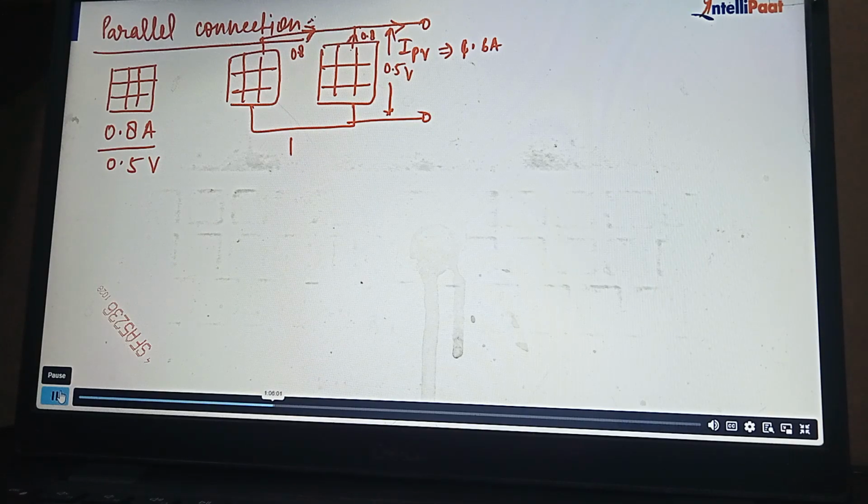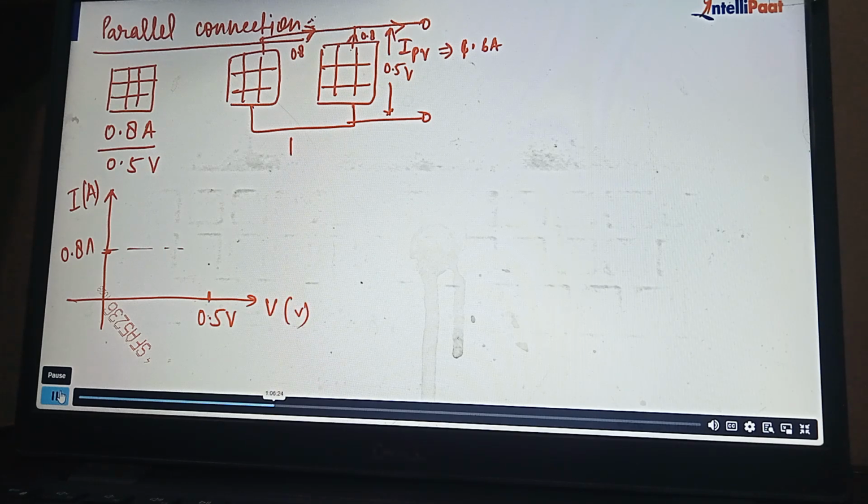The characteristic will look like this: we have I in amps, with the characteristic at 0.8 ampere and the voltage at 0.5 volt, with voltage here in volts. So the initial characteristic will be like this. But the characteristic for the second figure is going to change at the current side. It is coming up along the y-axis, or we can say we are increasing the magnitude of current in y.